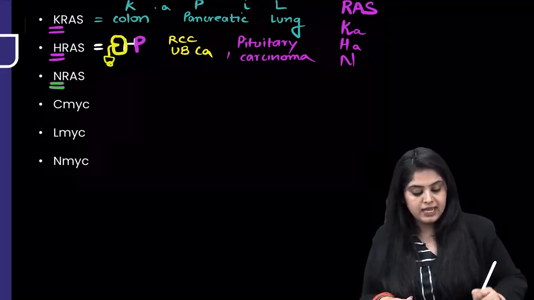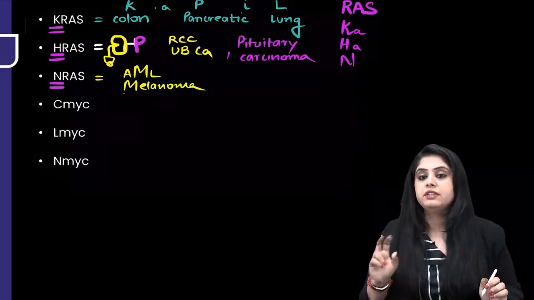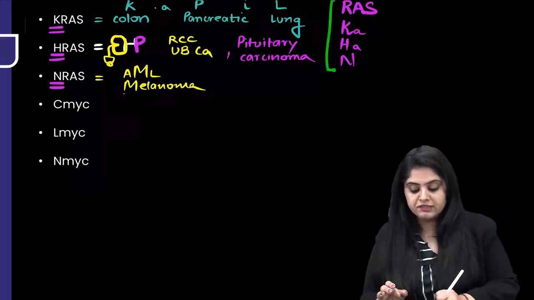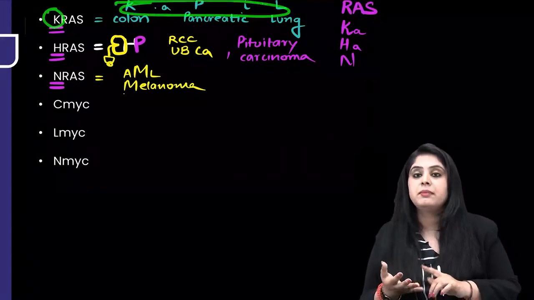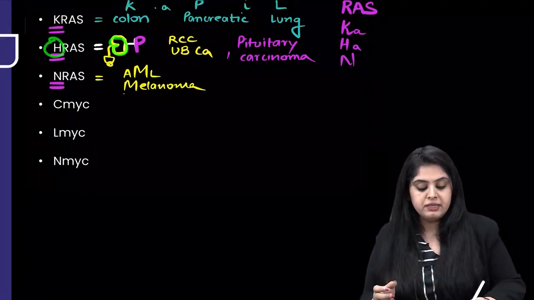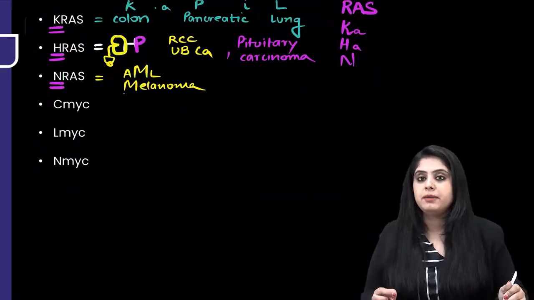Now coming to N. N is everything to do with M. That is going to be AML and that is going to be melanoma. AML and melanoma. So N is with M and M. Got it memorized? So firstly, rasta kahan hai? KRAS, HRAS, NRAS. KRAS is Kapil tumors: colon, pancreas, lung. HRAS is kidney, bladder and pituitary carcinoma. And NRAS is AML and melanoma.